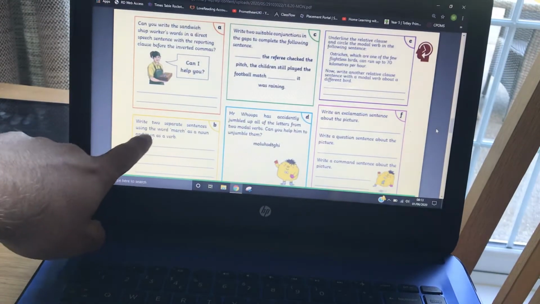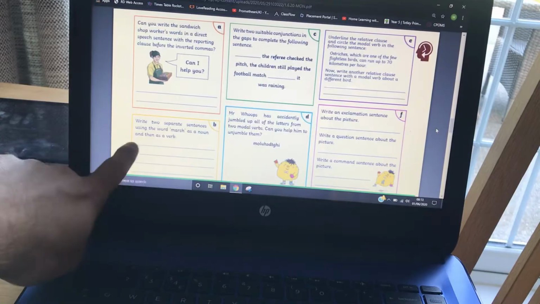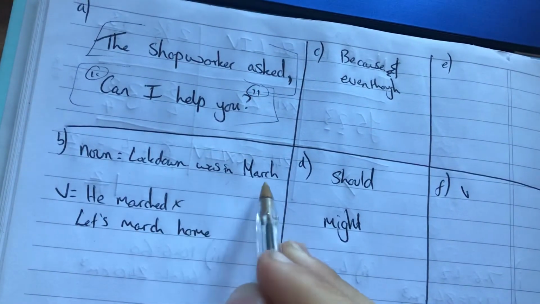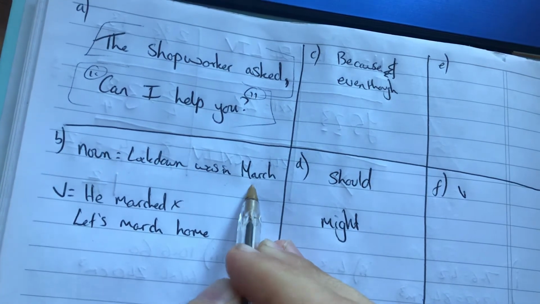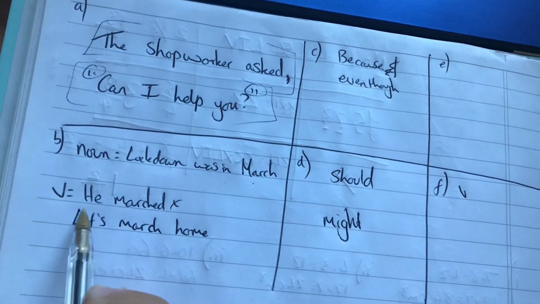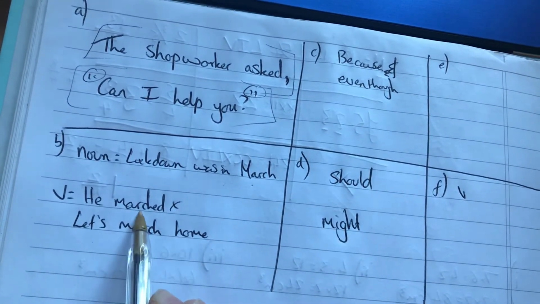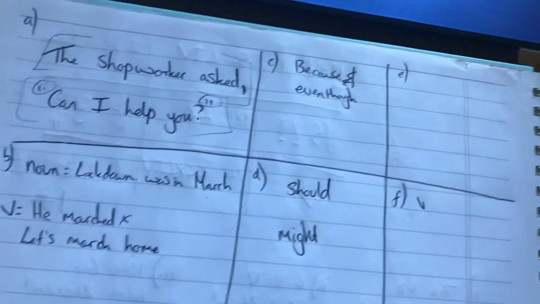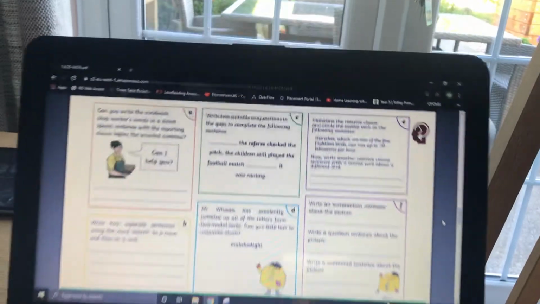Write 2 separate sentences using the word march as a noun and then as a verb. So, for the noun, lockdown was in March. That's the name of the month. Then verb, I started writing he marched to school, but that's not the word march. That's marched. So, let's march home. There we go. I feel like I've just said march loads of times now. Next one. I'll bring it closer.